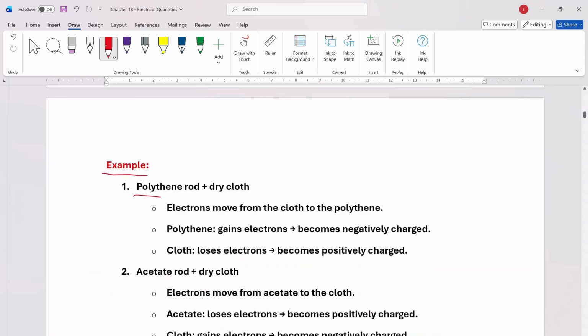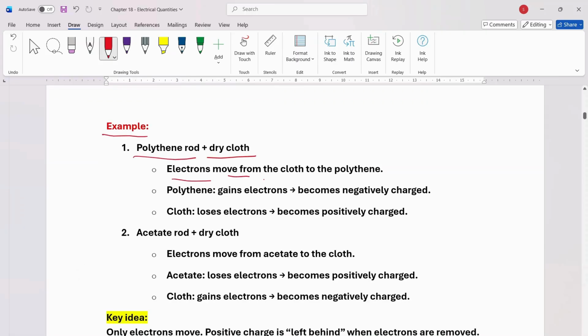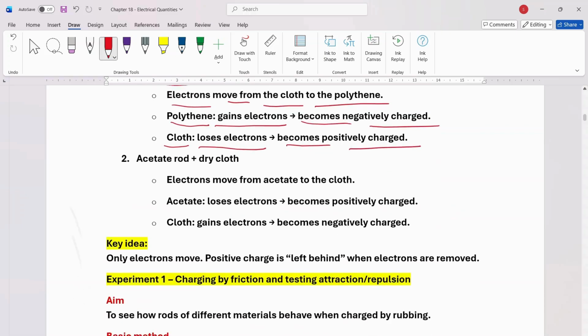Example: polythene rod plus dry cloth. Electrons move from the cloth to the polythene. Polythene gains electrons and becomes negatively charged. Cloth loses electrons and becomes positively charged.